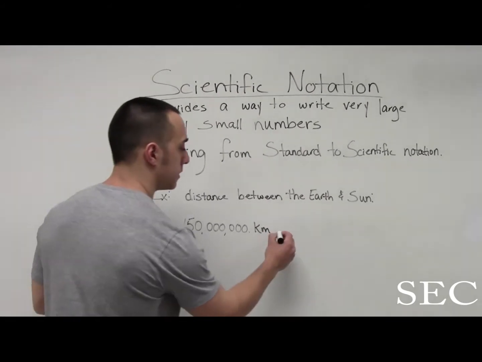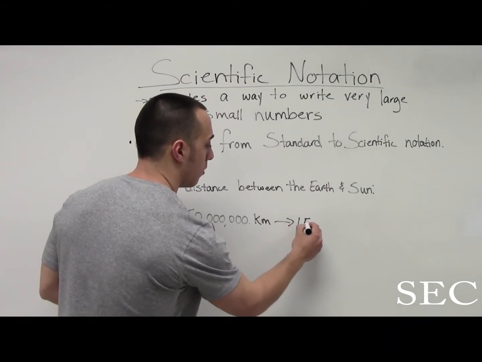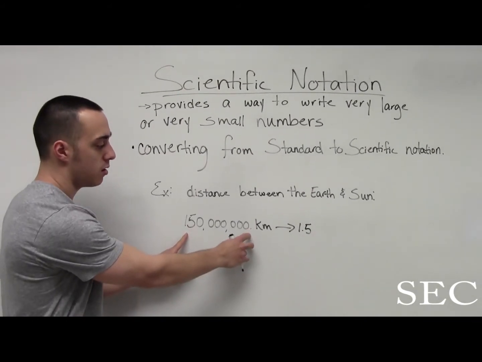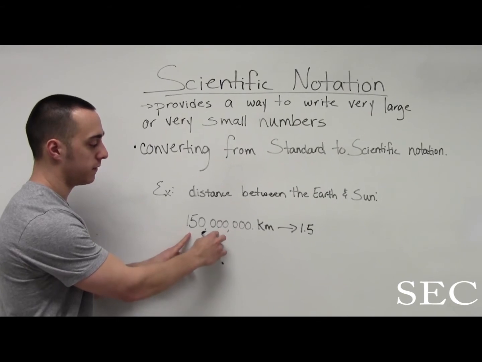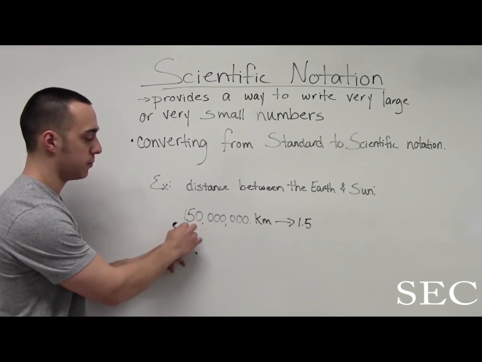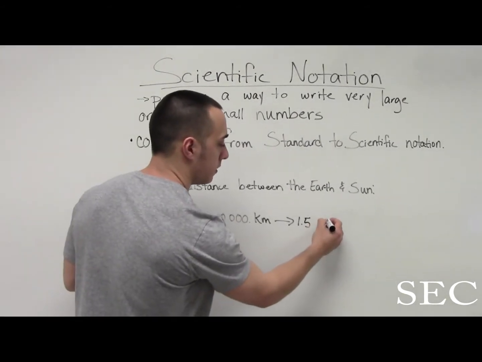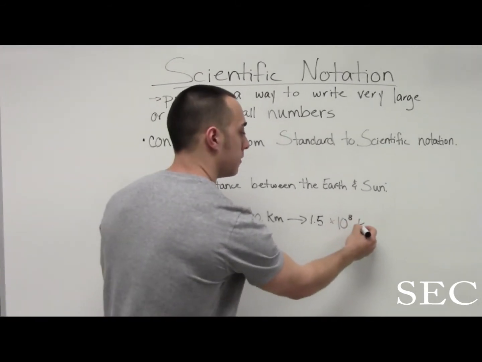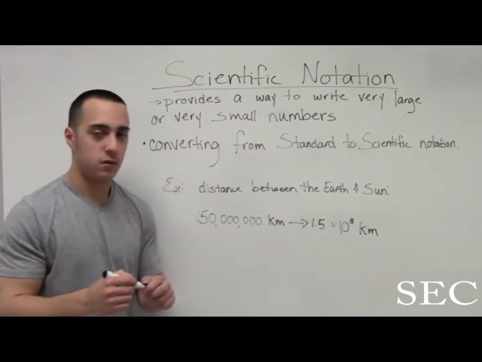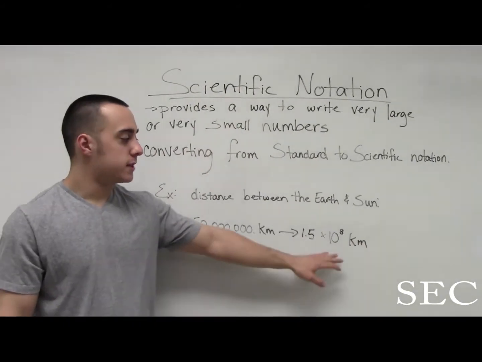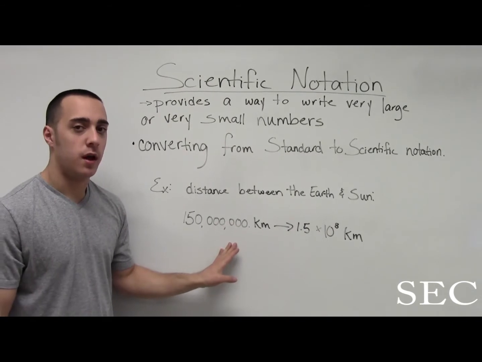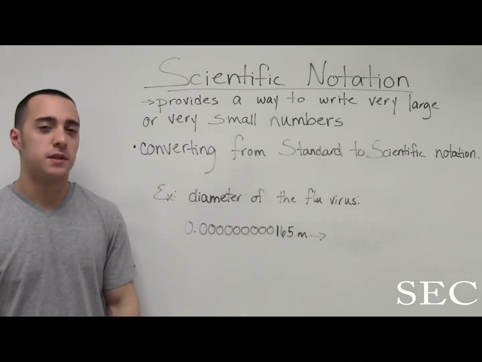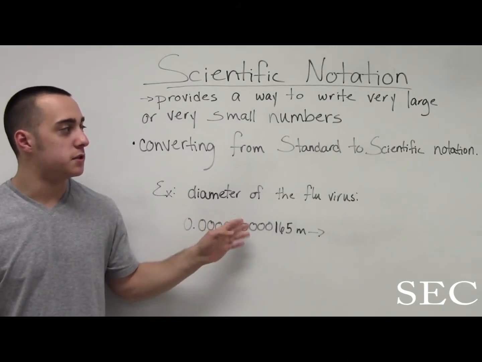Therefore, our mantissa becomes 1.5, with the decimal in between the first two non-zero numbers, and we're going to count 1, 2, 3, 4, 5, 6, 7, 8 places. 8 becomes your exponent. 1.5 times 10 to the 8th kilometers. Our exponent 8 is positive because we started with a large number and we're moving the decimal point from right to left. In our previous example, we turned a large number in standard notation to scientific notation.